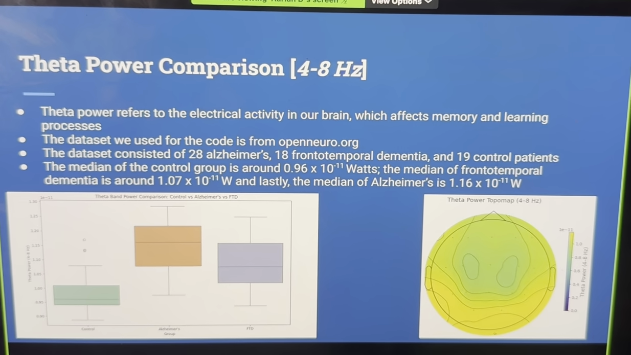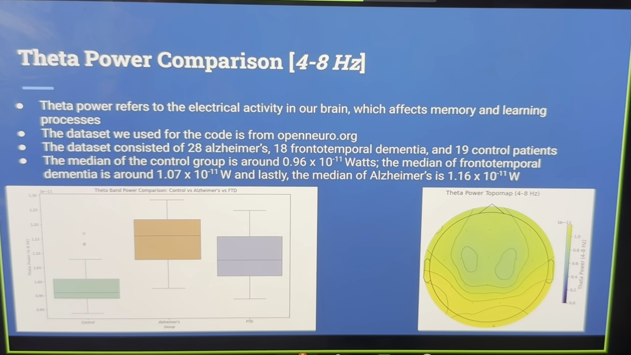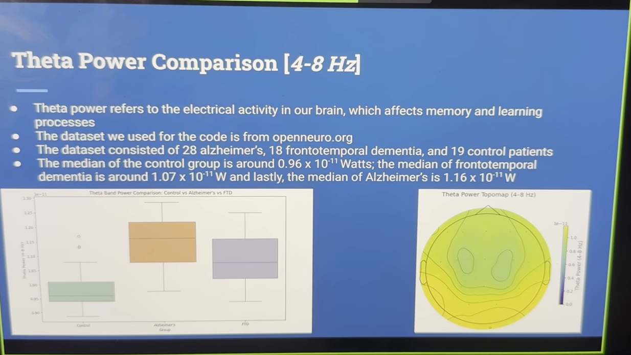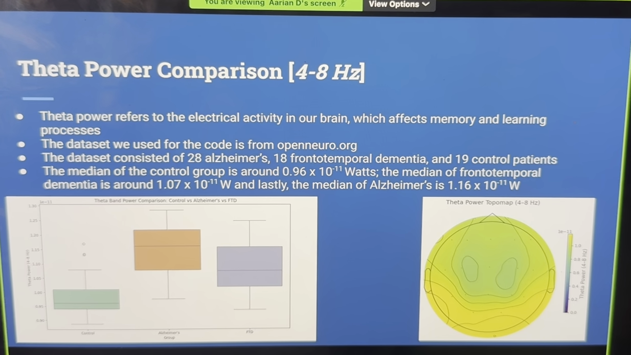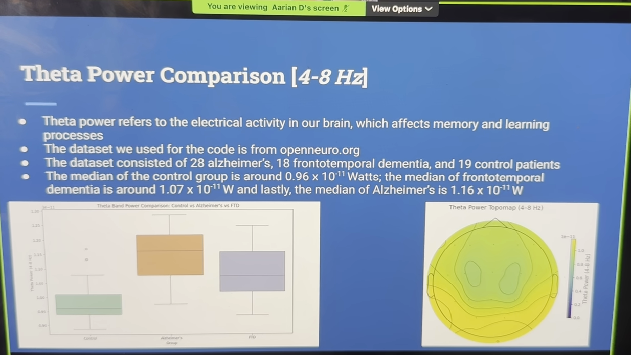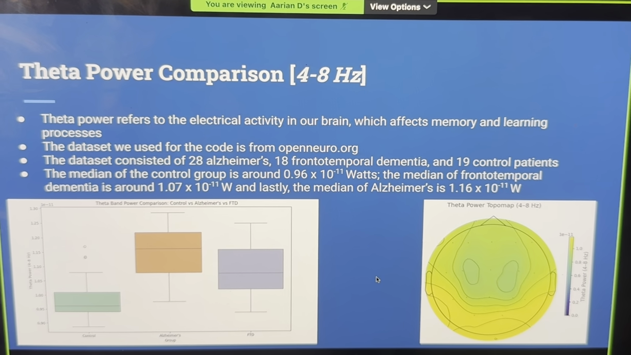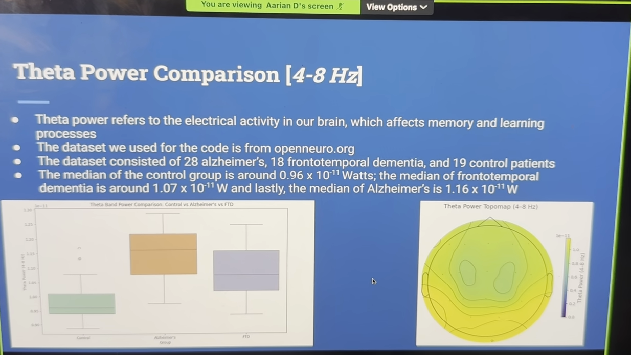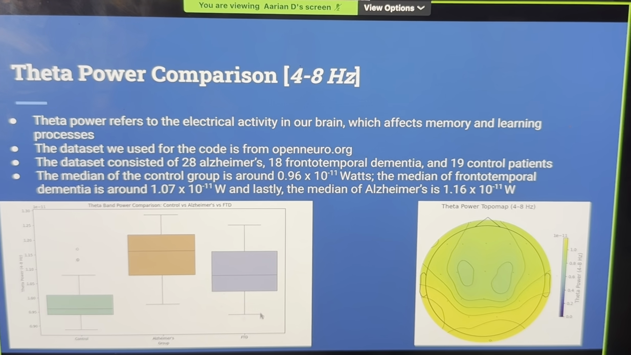Here is basically what we said. The theta power comparison, which is a biomarker of early detection, is the electrical activity. The data set consists of 28 Alzheimer patients, 18 frontotemporal dementia patients, and 19 control patients. Over here in this chart that we've created, you can see the control patients and where their theta power is, the Alzheimer group, and the frontotemporal group.